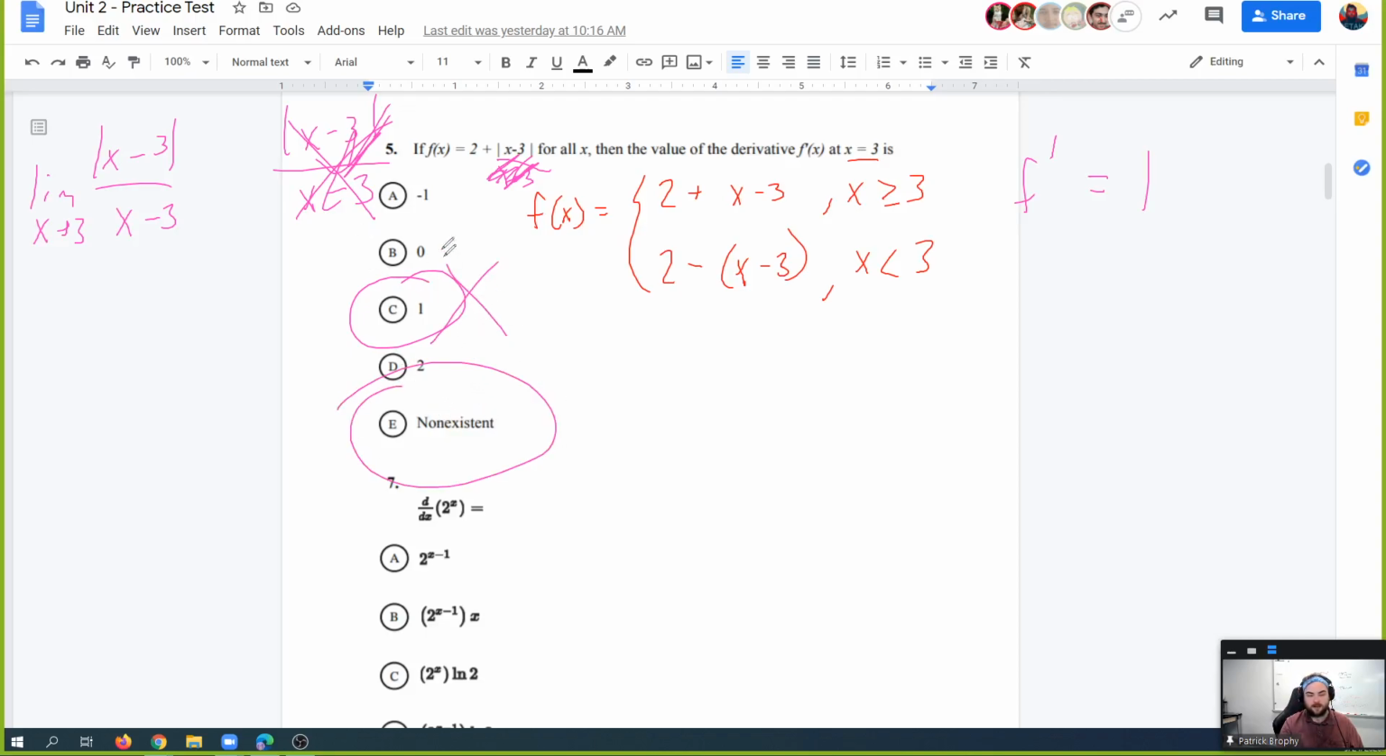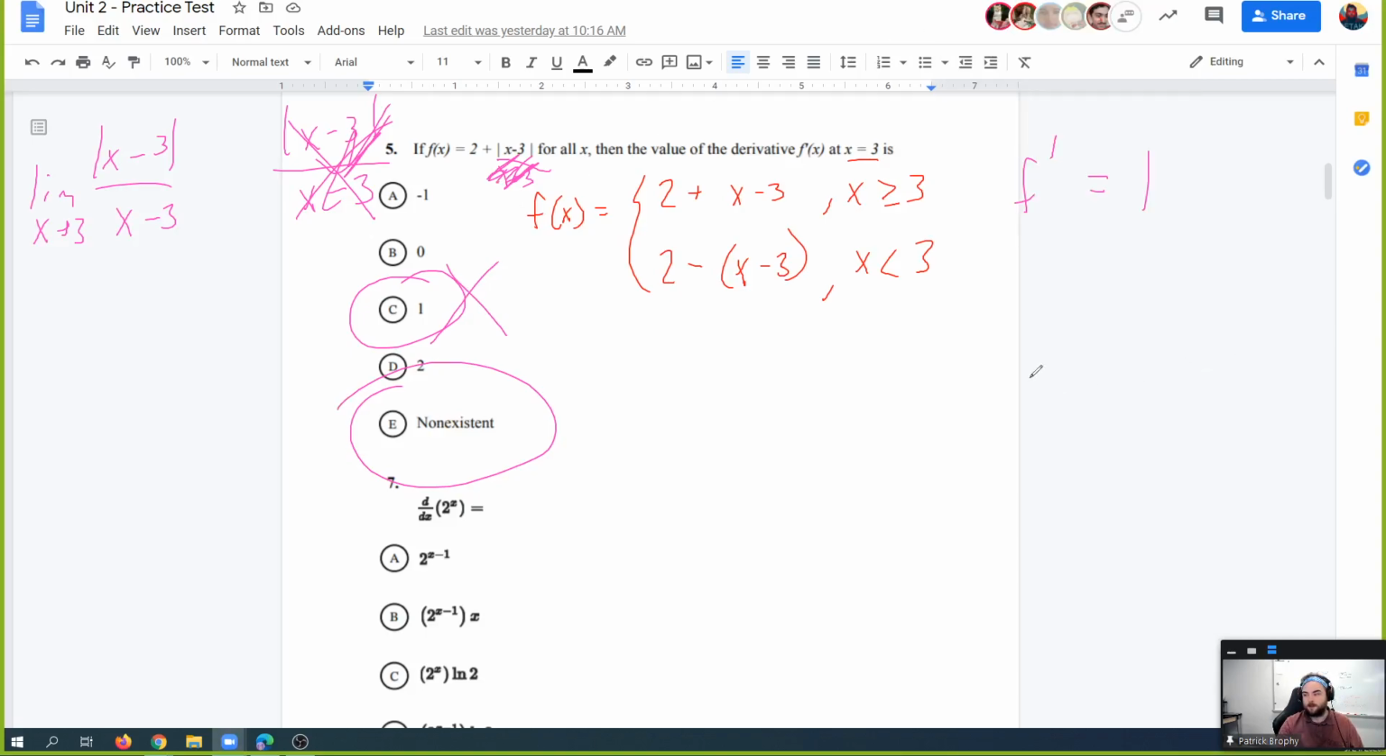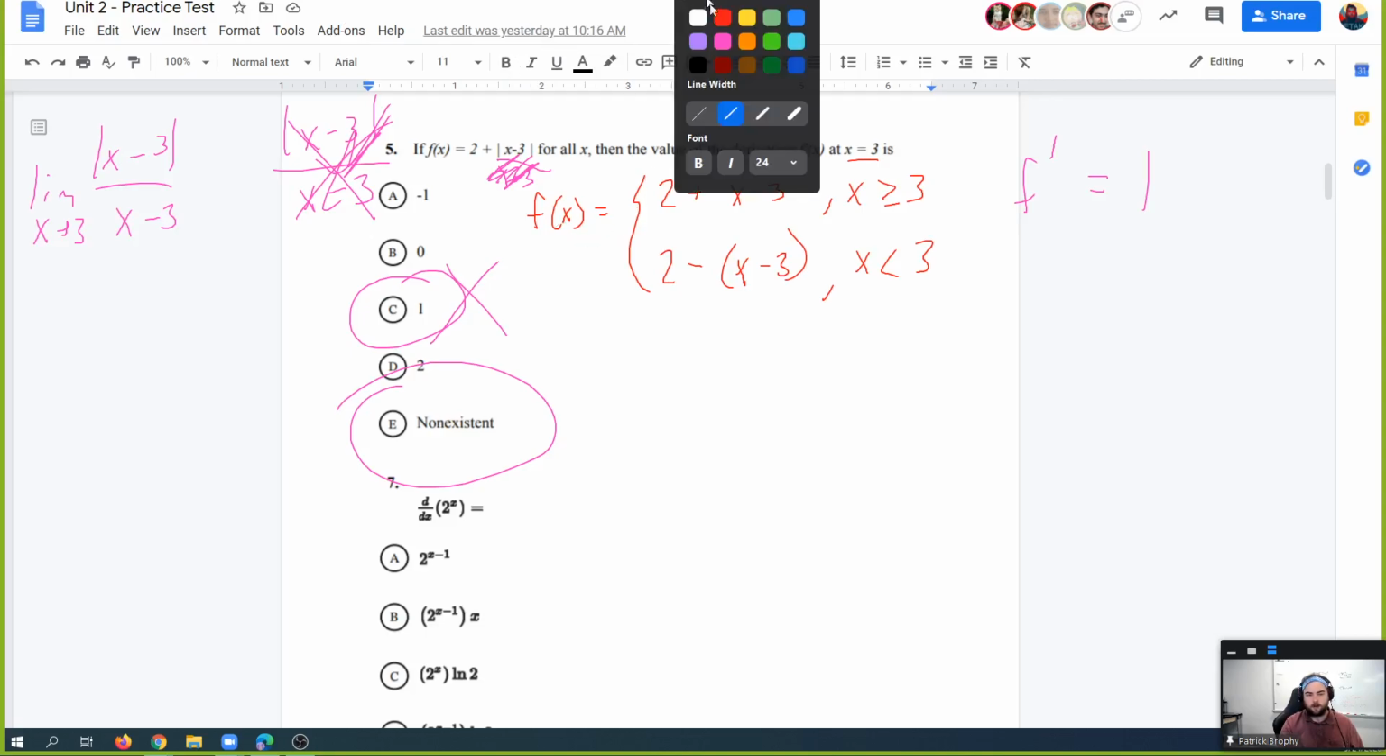The correct answer is non-existent, because there's a sharp turn at 3. How do you prove that? The question's been at home. I'm getting another response saying the person at home was right, but it's not one of these problems. I'm going to keep going with my way, and if you want to correct me in chat, you can.